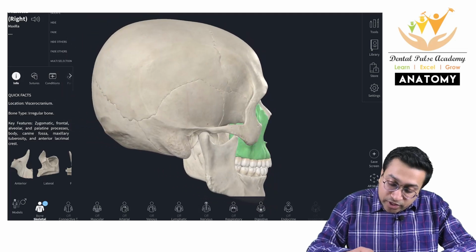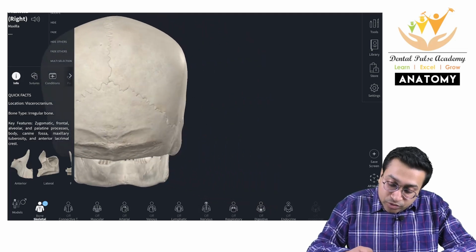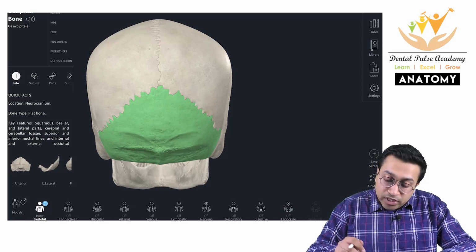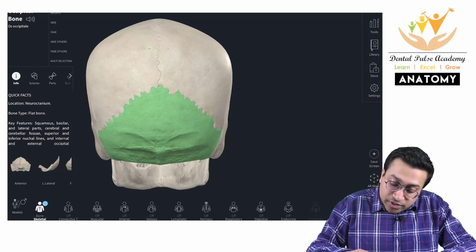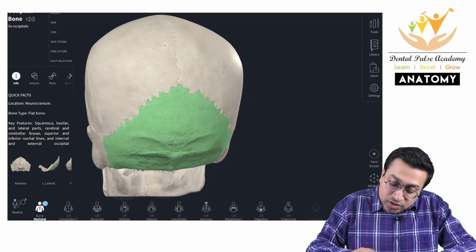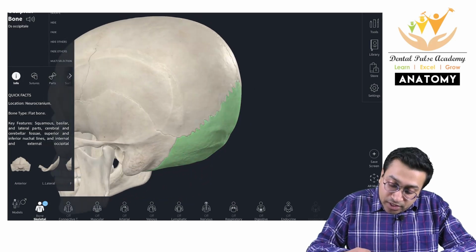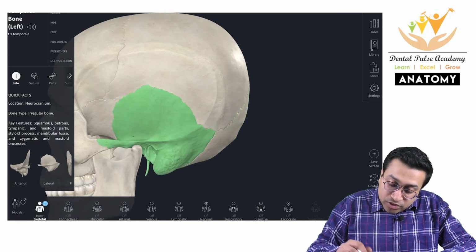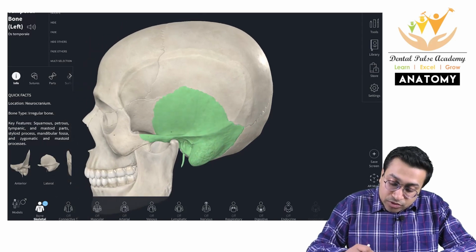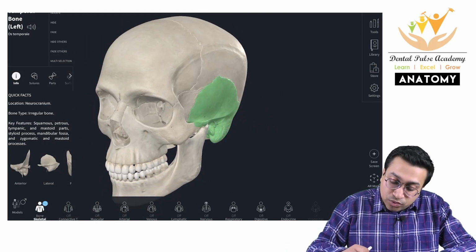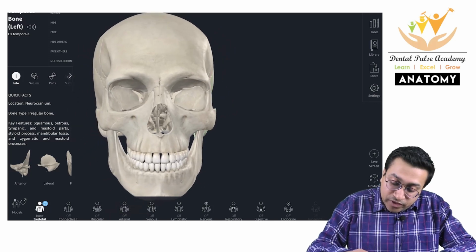Then let us rotate further and see the other bone. This is the occipital bone. You can see the lambdoid suture, we will discuss it eventually. So this is the occipital bone. And again the one bone on the side is the temporal bone. So please remember these names of the bones. These are often asked in exams, to identify the bones at least.